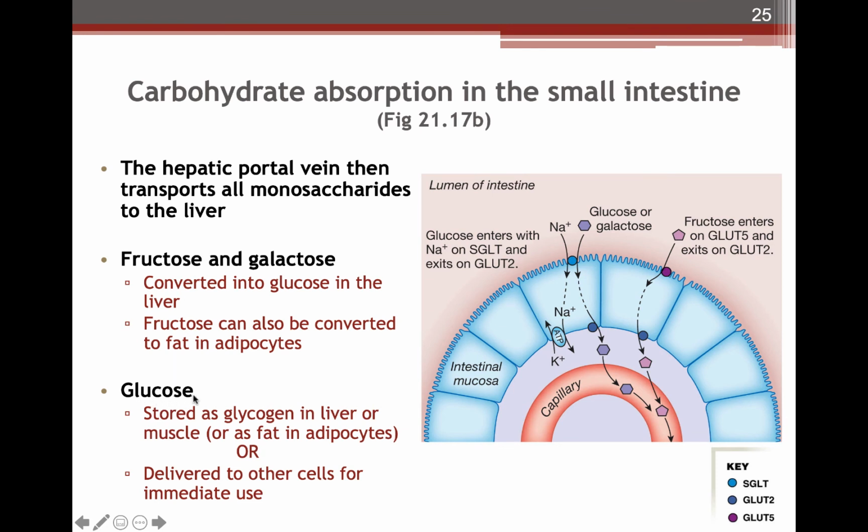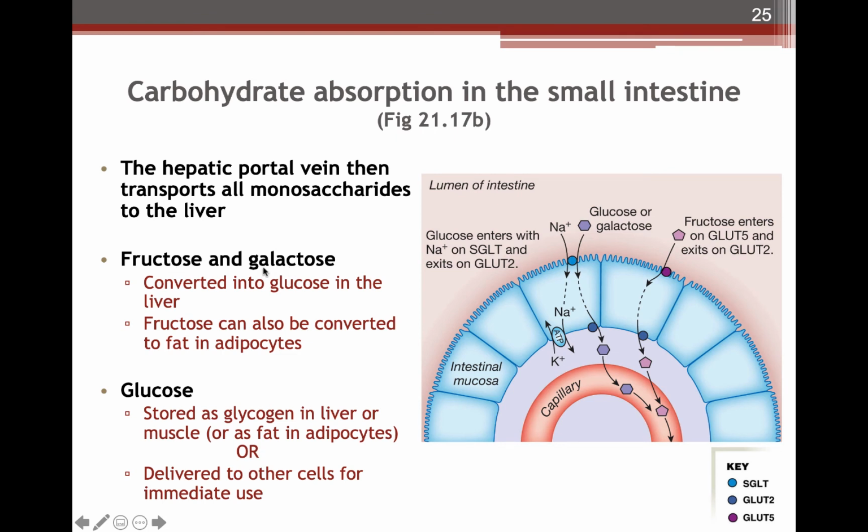Glucose, we know from Lab 13, is stored as glycogen in the liver or in muscle cells. Or it can be converted into fat, into triglycerides in adipose tissue. Or some glucose that you eat just stays in the blood and it's delivered to cells for immediate use in cellular respiration. But what about these other two, fructose and galactose?